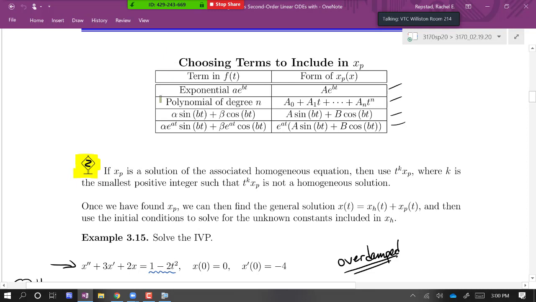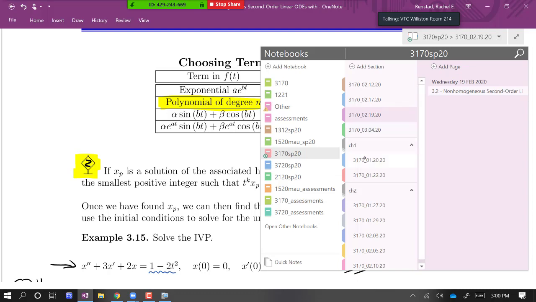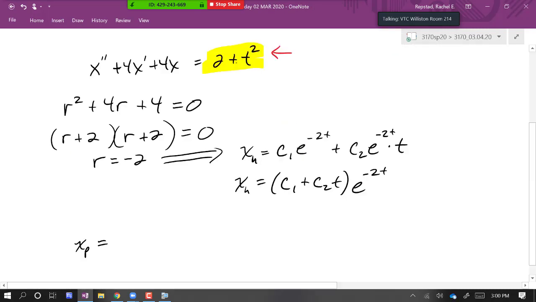So we're looking at this row here of that table. If our forcing function is a polynomial of degree n, our particular is a generic polynomial of the same degree. So we're starting with a polynomial of degree 2 here, 2 plus t squared. So we need a generic degree 2 polynomial. So that's a t squared plus bt plus c.